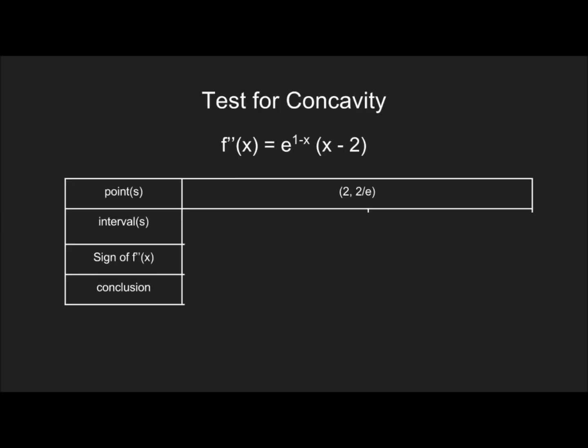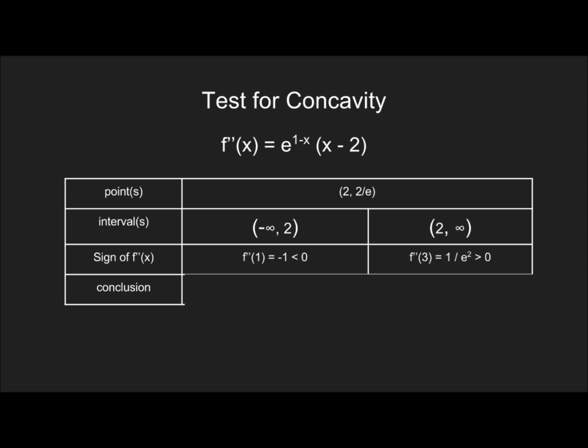To verify that there is a point of inflection when x is equal to 2, we need to apply the test for concavity. So we have to check the concavity of the function on the interval from negative infinity to 2, and on the interval from 2 to positive infinity. So we have to choose a point and then just evaluate the sign of the second derivative at that point. So for the first interval, we can say the second derivative of 1 is equal to negative 1, which is less than 0. For the interval from 2 to positive infinity, we can choose 3 and say that the second derivative when x is equal to 3 is equal to 1 divided by e squared, which is greater than 0.